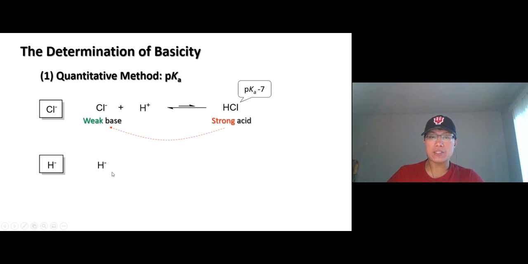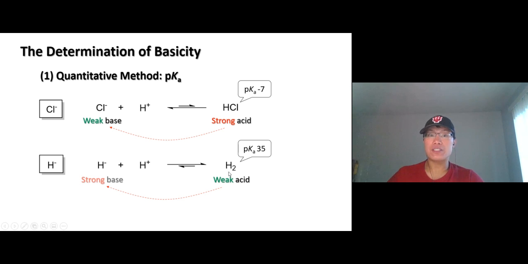Now, opposite direction here. So hydride, weak or strong base? Well, look at its conjugate acid, right? Add a proton on that as a conjugate acid. The pKa of hydrogen gas is 35. Whoa, that's a really weak acid. But that makes hydride a strong base, very strong base. All right, so it goes opposite like that.